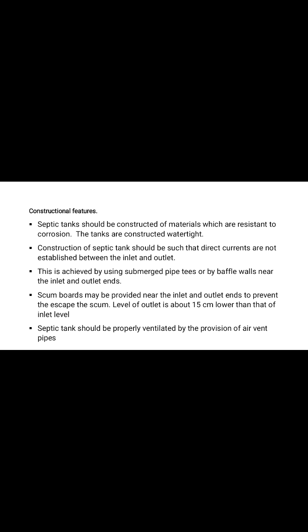This is achieved by using submerged pipe, tees or bibaffle walls near the inlet and outlet ends. Scum boards may be provided near the inlet and outlet ends to prevent the escape of the scum. The level of the outlet is about 50 cm lower than that of the inlet level. The septic tank should be properly ventilated by provision of air vent pipes.